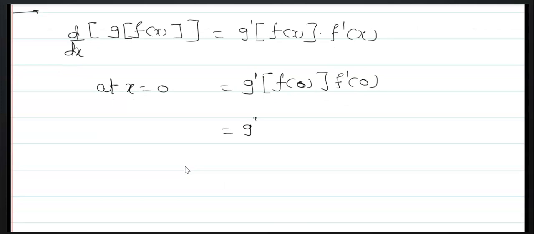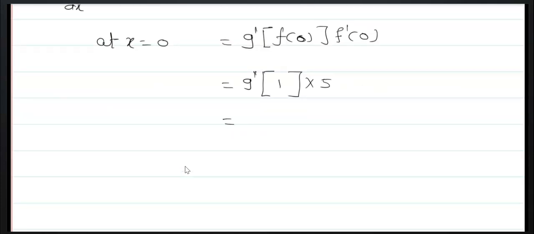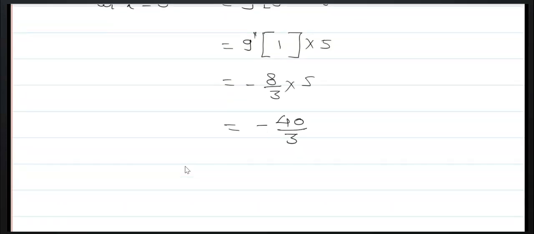Now what's the value of f of 0? f of 0 is 1, and f dash of 0 is 5. g dash of 1 is minus 8 upon 3, into 5, that is minus 40 upon 3.